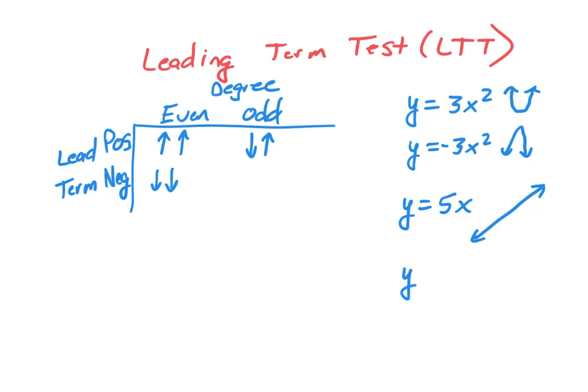And then the fourth option in this little chart here is what if we have an odd degree? So here we have a degree of 1 again, but now my leading coefficient is a negative number. So we have a negative 5. So in this case, basically we have a negative slope. So instead of starting down and ending up, it's going to start up and it's going to end down. So it's going to flip-flop my graph.